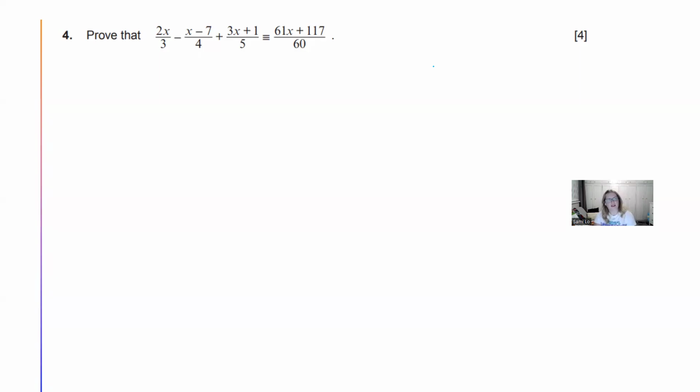So to start this one off, I always look at my denominator. So I've got 3, 4, and 5, and I've got 60. Well, I know 3 goes into 60, I know 4 goes into 60, and I know 5 does. So at this stage in my mind, I want to split these fractions up and actually find an equivalent fraction to it. So the first fraction, 2x over 3, I know if I times 3 by 20, I get 60. Second one, 4 times what? 4 times 15. And the last one, 5 times 12.